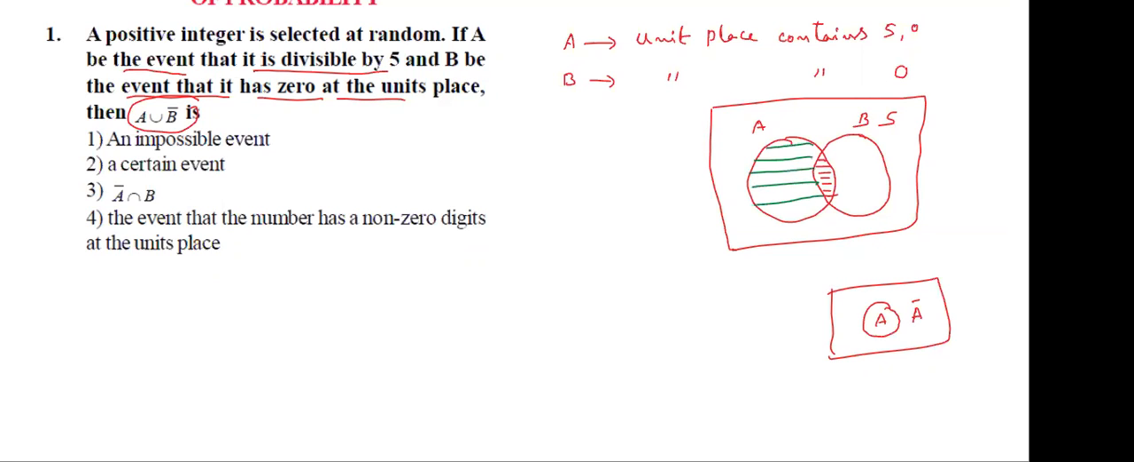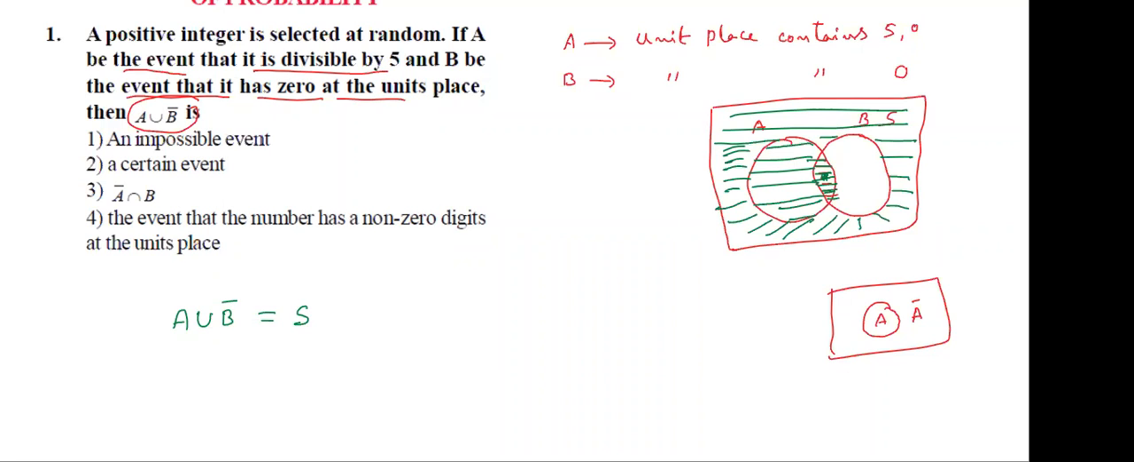A union B complement. B complement means the remaining part. This is the total. Union means we can consider this shaded part also. A union B complement, that means observe here, the 0 part is also included. A union B complement means overall we are getting the sample space.